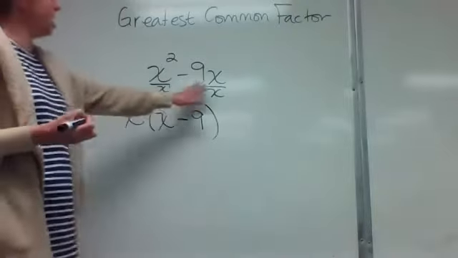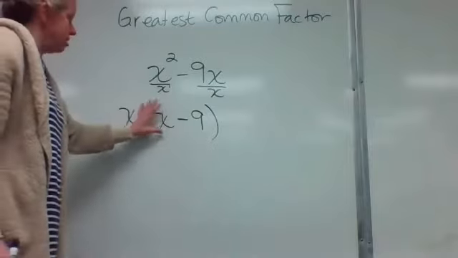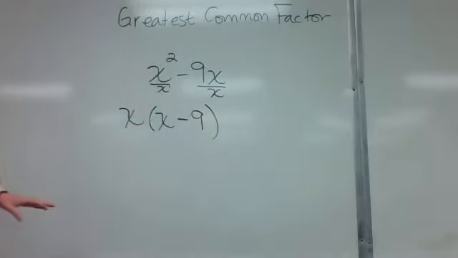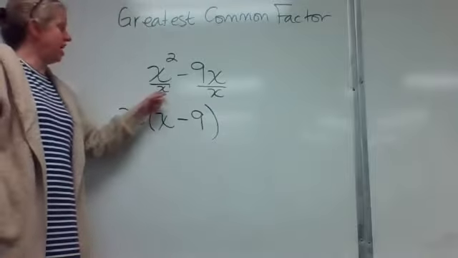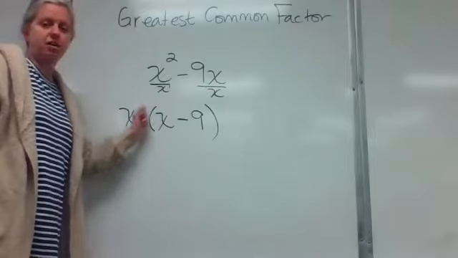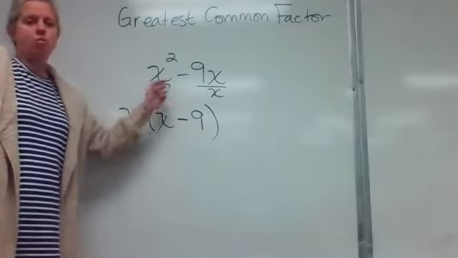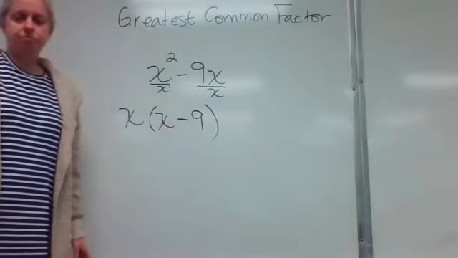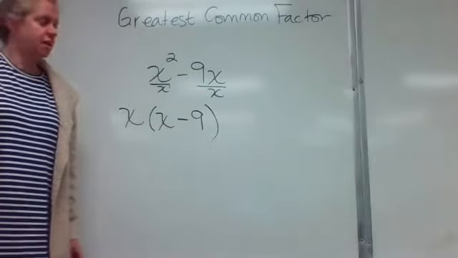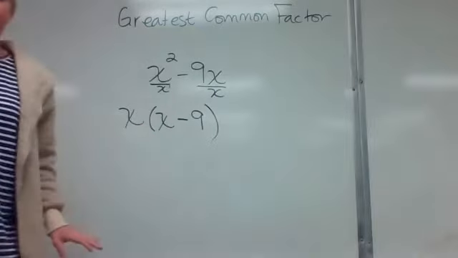So they had x in common. I pulled it out. Then I said I need to put in parentheses what is left. So to find out what is left, you divide by whatever it was that you pulled out. Because if you can't divide by it, that means it wasn't in common. Okay, so this is your answer that you put in. That's the answer to the problem.